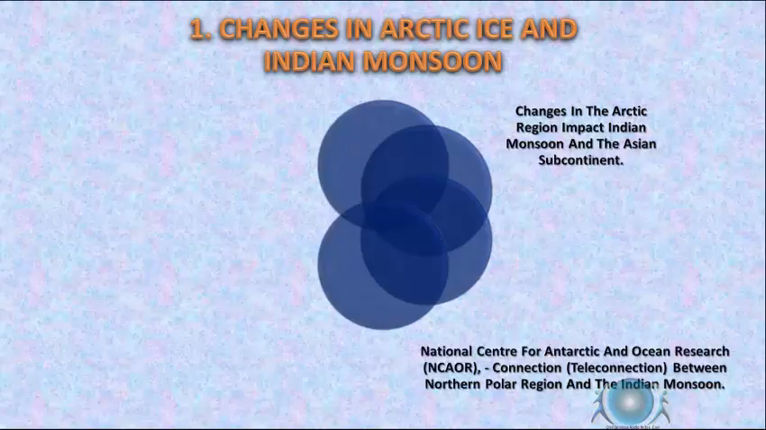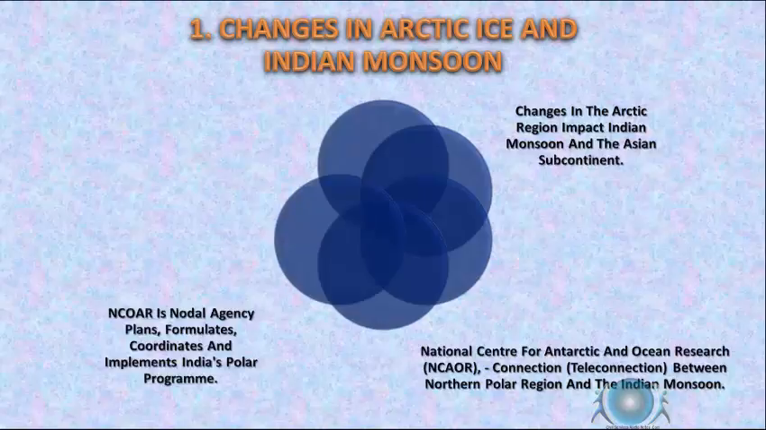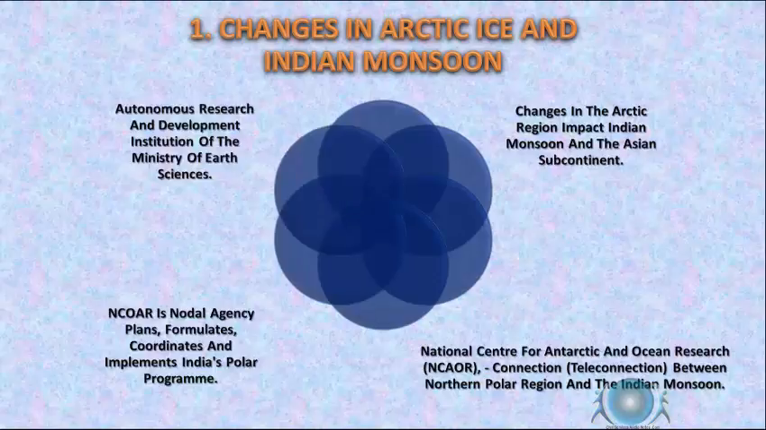Now, what is the National Center for Antarctic and Ocean Research? It is a nodal agency that plans, formulates, coordinates, and also implements India's polar program as a multi-institutional national endeavor. It was established as an autonomous research and development institution by the Ministry of Earth Sciences, formerly the Department of Ocean Development. That happened in 1998.